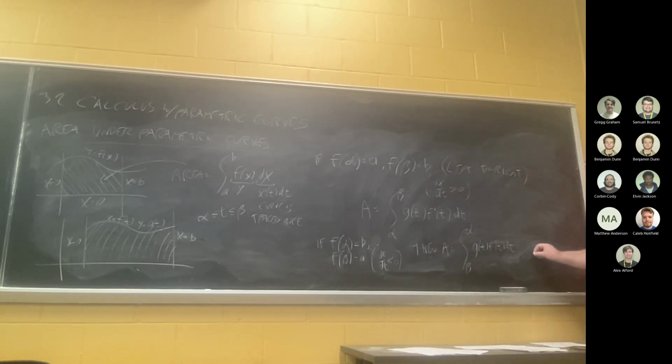Or if you really want to have an integral from alpha to beta, you can do that. You just switch the limits and that negates the sign. All right, so you have to be careful about how the curve is being traced out.